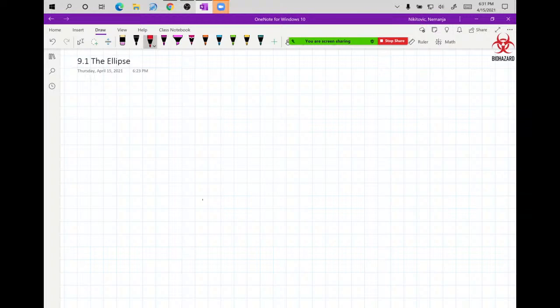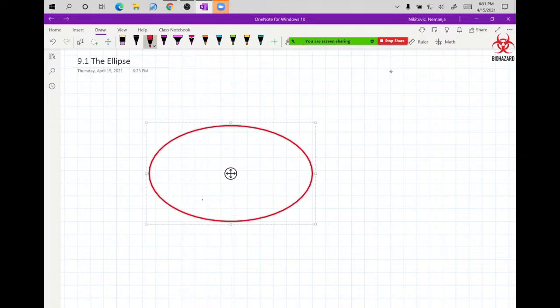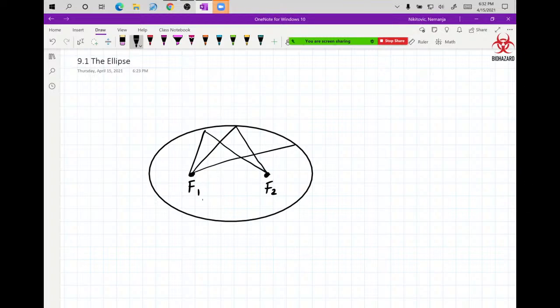So let me actually draw that here. So we have an ellipse, and this ellipse is going to have two. We'll call these focal points. So we'll call them now F1 and F2, and the sum of these distances that I draw at any point you want, they're always the same.